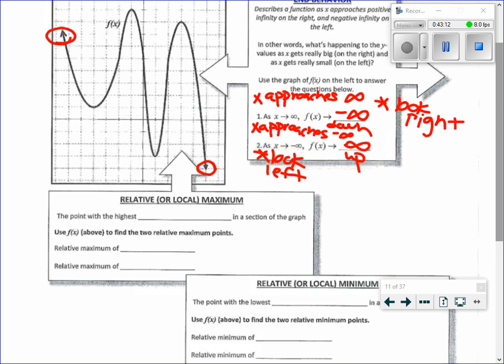All right, so maximums and minimums are up next. So your maximum is the point with the highest y value.